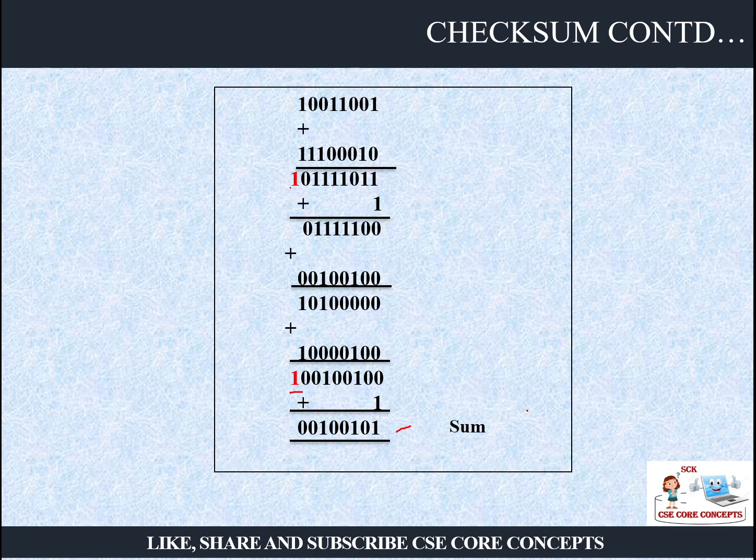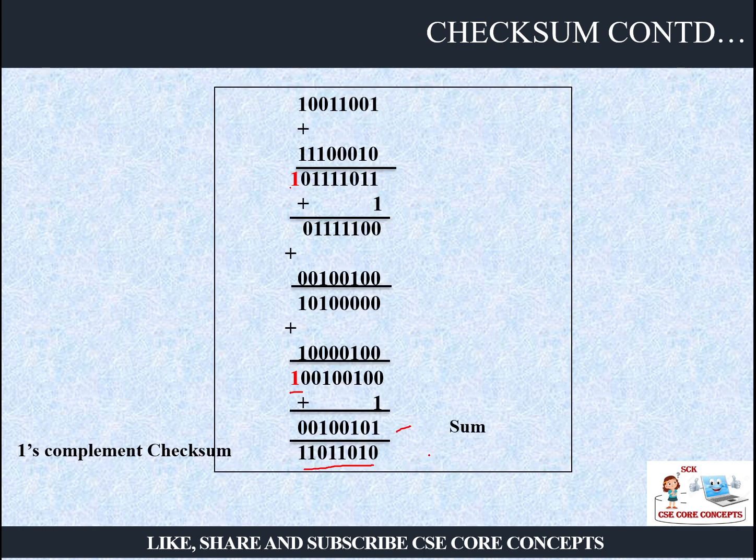This is called the sum, and we are going to take the first complement of it, that is we complement this number, and this is what we get. What is complementing? That is reversing 1 to 0 and 0 to 1. So wherever it was 0 it will become 1, and wherever it is 1 it will become 0. This value is called the checksum.